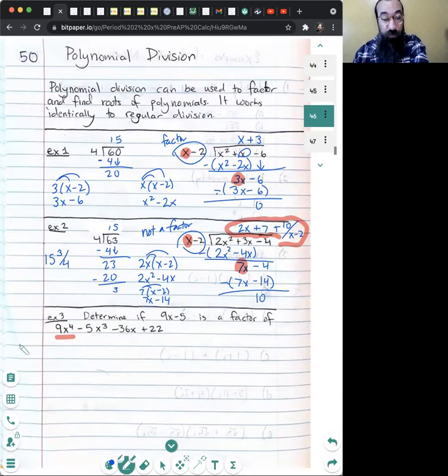Well, that matters. That matters a lot. That x squared isn't there. So let's write it out. I'm going to write it down here: 9x to the 4th minus 5x cubed. Remember, there's no x squared.